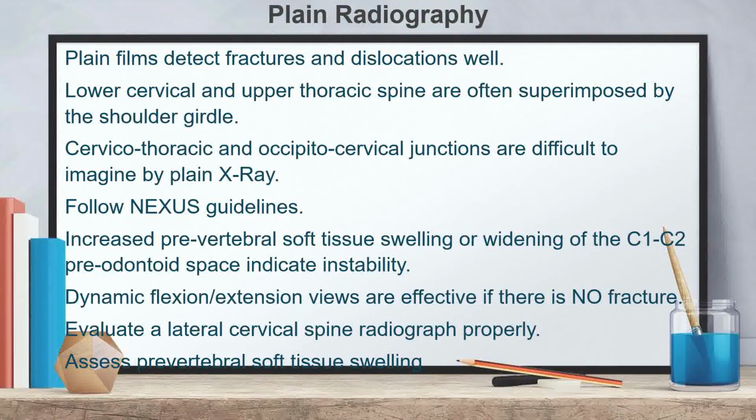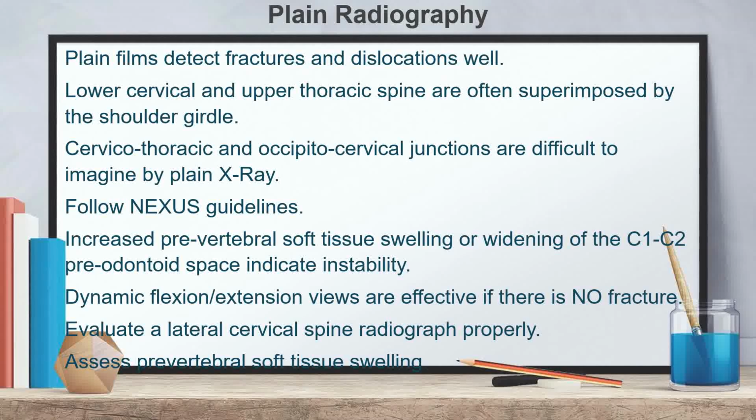Anteroposterior and lateral plain X-ray films provide a rapid survey of the bony spine elements. Plain films detect fractures and dislocations well, but adequate visualization of the lower cervical and upper thoracic spine often is impossible because of the shoulder girdle. A common cause of missed spinal injury is the failure to obtain clear radiographic images of the cervical spine, particularly at the cervicothoracic and occipito-cervical junctions. The cervical spine is a common site of injury and often not adequately seen on a poor plain radiograph.